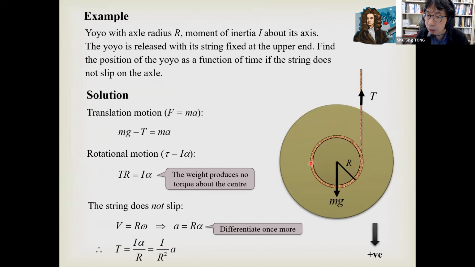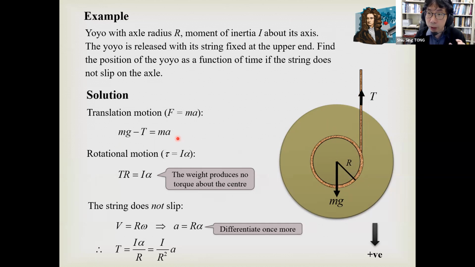Now this is the axis of the yo-yo, and the string is coiled around this axis. So when you release it, the yo-yo falls down, but it is tied by a string on the axis. So this is not free falling, right? The falling is actually opposed by an upward tension force on the string. So we are now going to study this motion using Newton's second law for the system of particles and also Newton's second law for rotation.